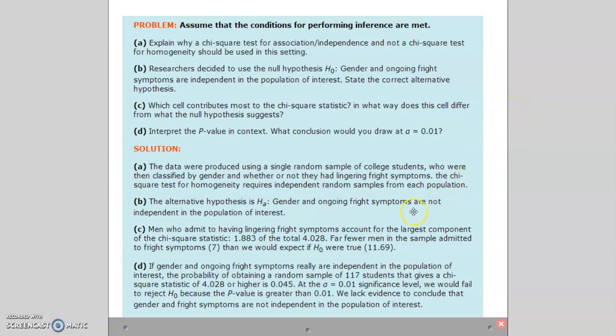Remember, it's a conditional probability. If this, so if the null hypothesis is true, it's the probability of getting an observed result that high or higher. And so we lack evidence to conclude because the p-value isn't lower than 0.01.